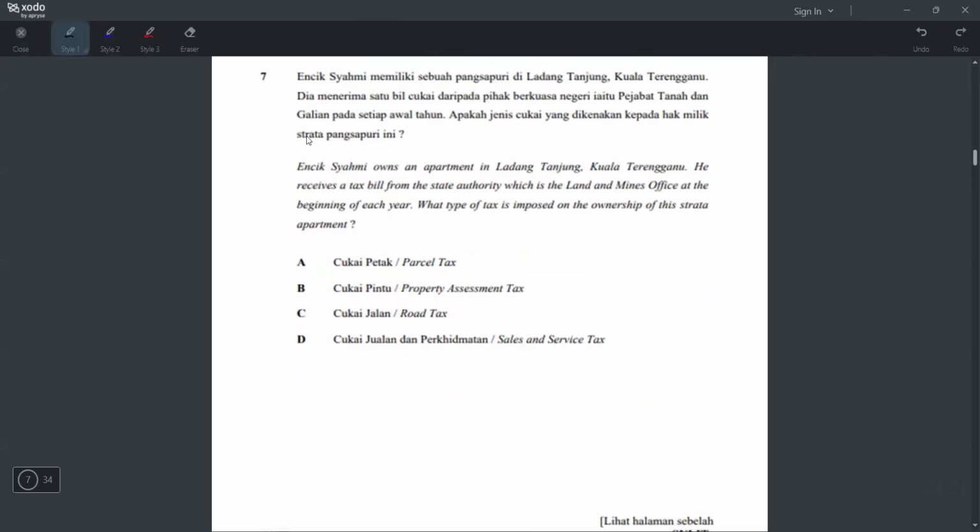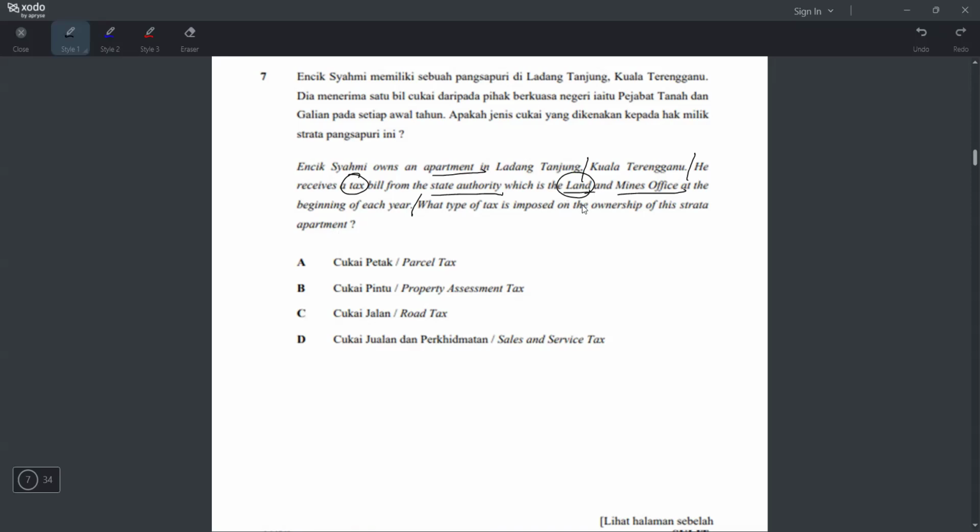Okay, let's continue. Number 7 says what? Encik Shami owns an apartment in Ladang Tanjung. Okay, apartment. Kuala Terengganu. He receives a tax bill from the state authority, which is the Land and Mine Office, at the beginning of each year. What type of tax is imposed on the ownership of this strata apartment?